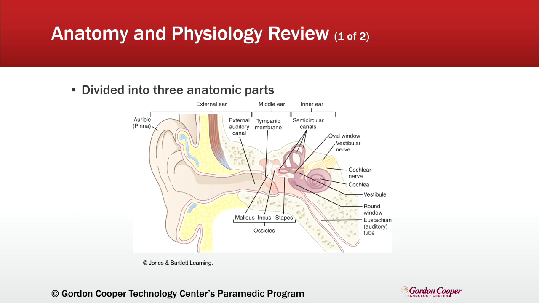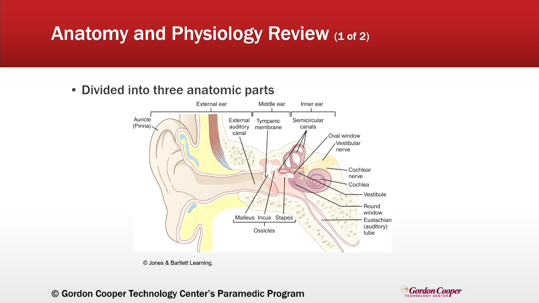So recall that the ear is divided into three main parts. We have the external ear: you have the pinna, that's the fleshy part of the ear, then we have the external auditory canal, and the exterior portion of the tympanic membrane, or eardrum. Those are actually situated inside the head. They are still considered external.